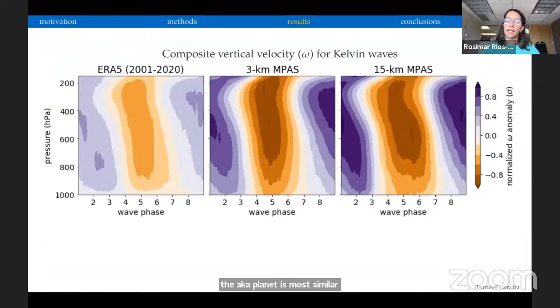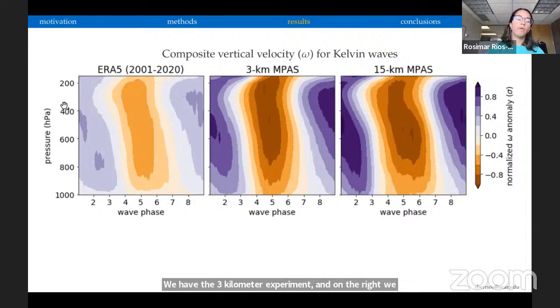And so here is what those composites look like. On the left, we have the 20-year composite from ERA5. In the middle, we have the 3 kilometer experiment. And on the right, we have the 15 kilometer experiment. Now on the y-axis, we have pressure. So this is a vertical cross section. And again, the wave phase is on the x-axis, think about it like an east-west.